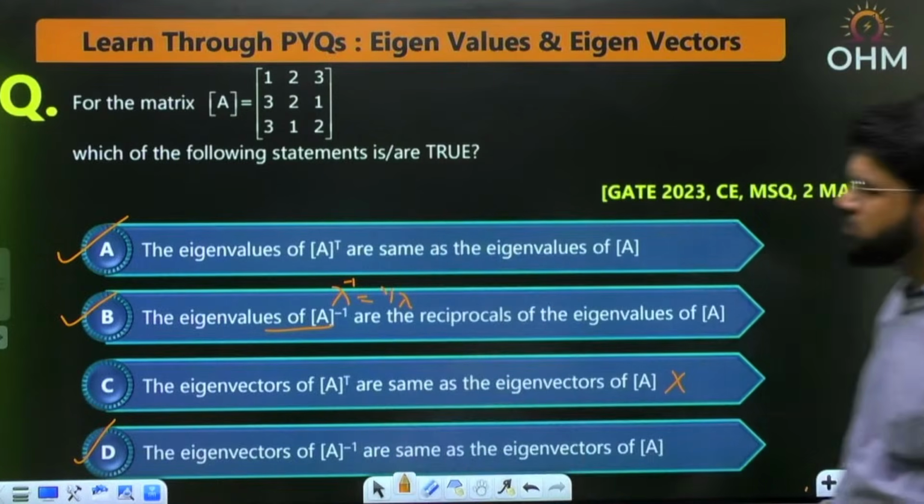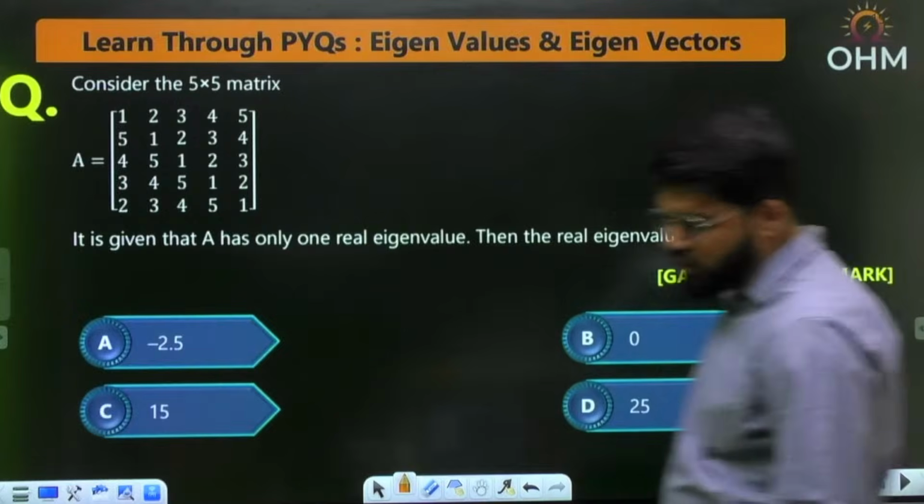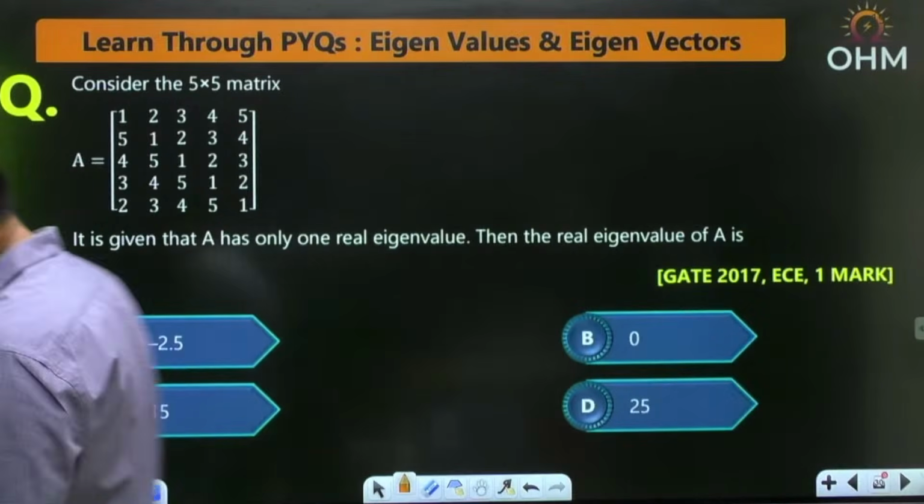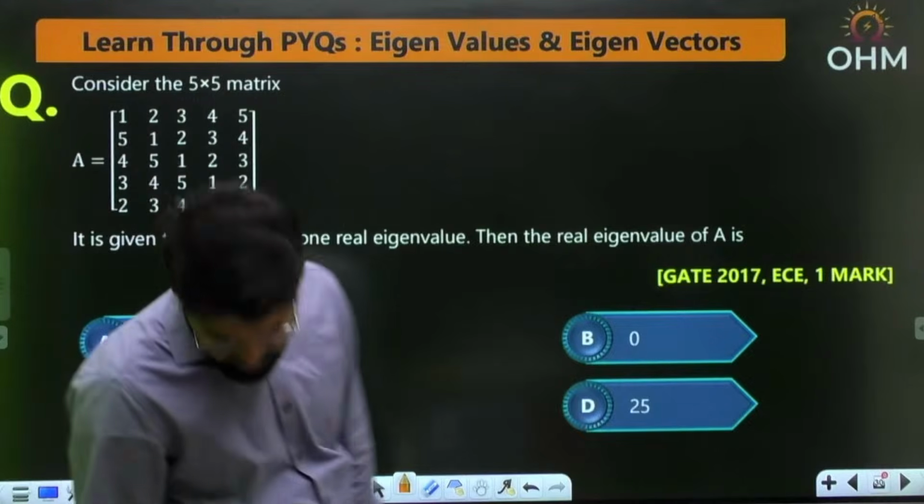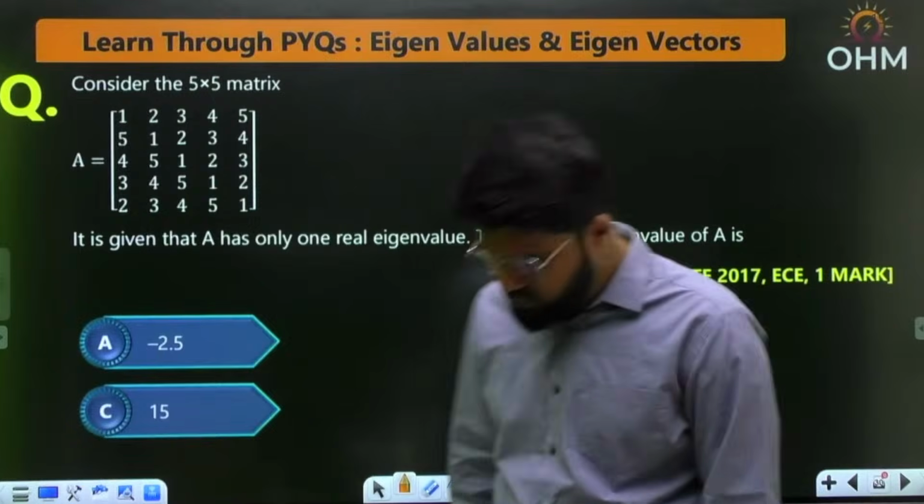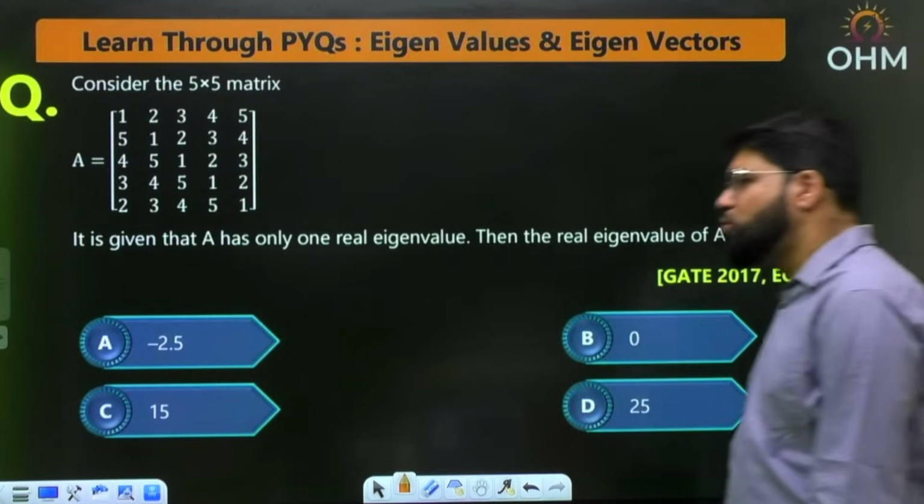Done. Next. Consider the 5 cross 5 matrix. Okay. 5 cross 5 matrix. 1, 2, 3, 4, 5. 5, 1, 2, 3, 4. 4, 5, 1, 2, 3. 3, 4, 5, 1, 2. 2, 3, 4, 5, 1.